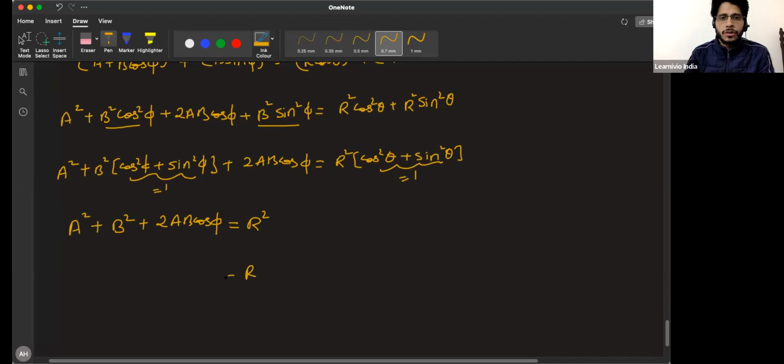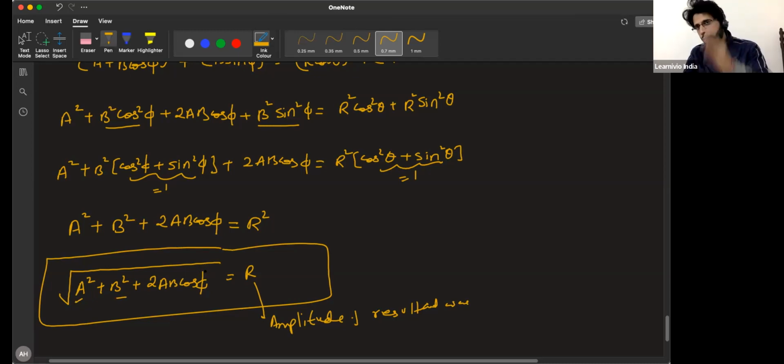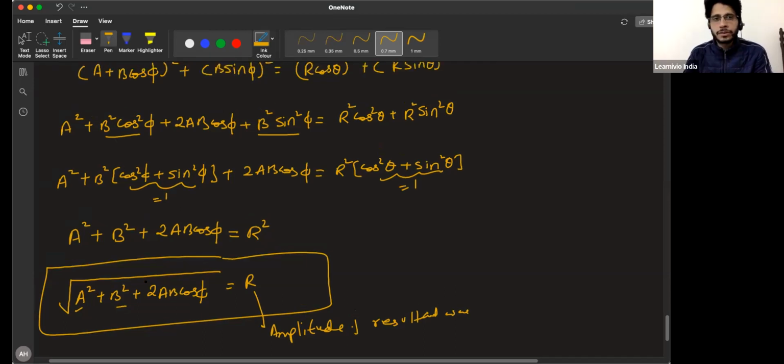So you can write that your r is root over a square plus b square plus twice of ab cos phi. So this is the relation that we need. What is r? It is the amplitude of the resultant wave. This is the amplitude of the resultant. And this is the amplitude of individual waves, and this is the phase difference. So the amplitude of the resultant wave depends upon the amplitude of individual waves as well as the phase difference.